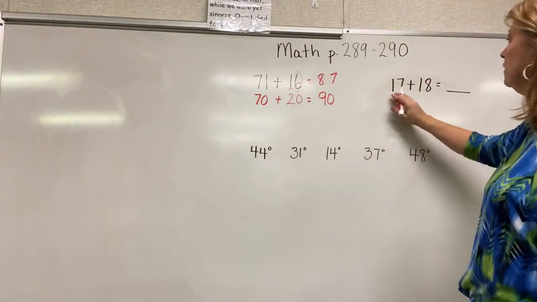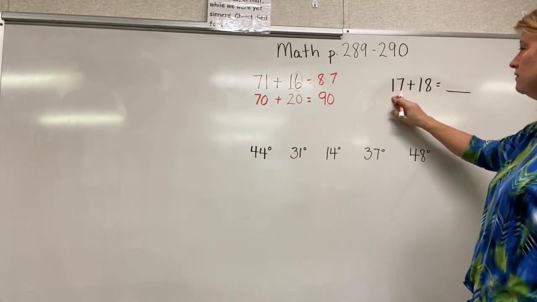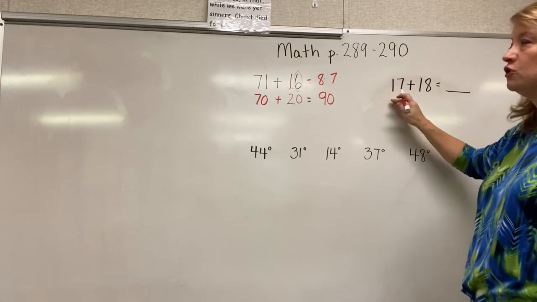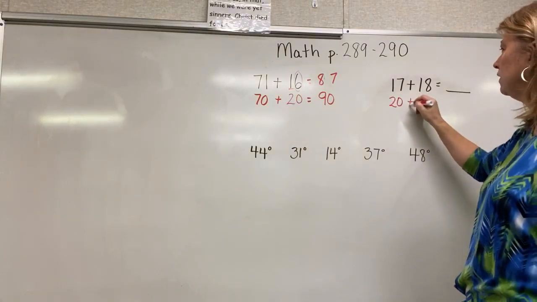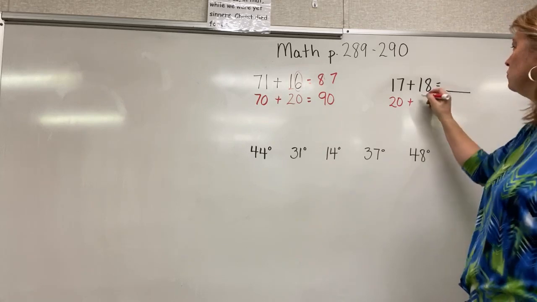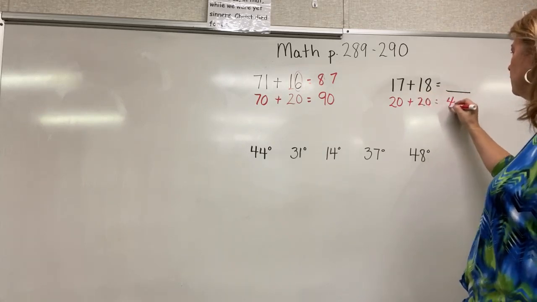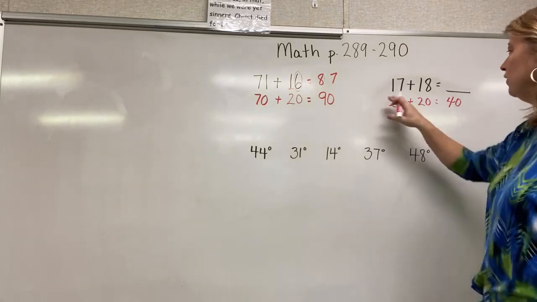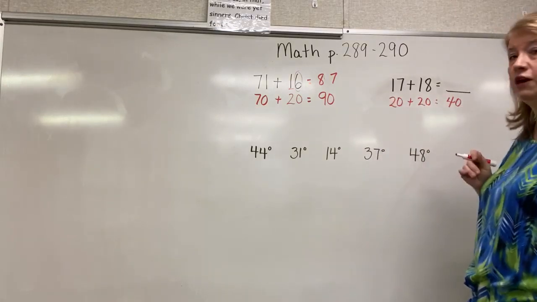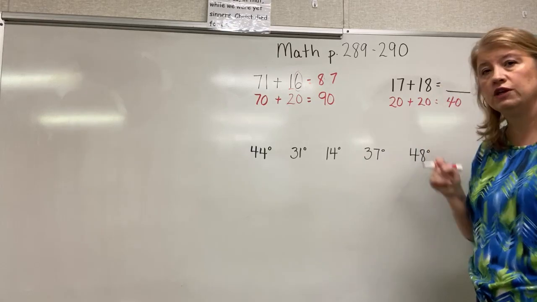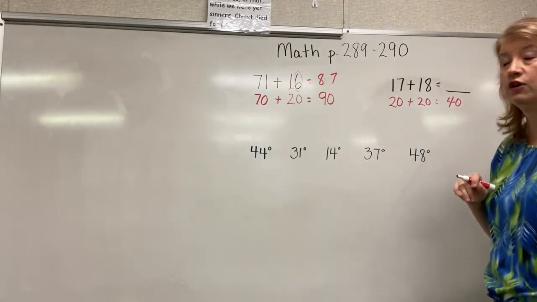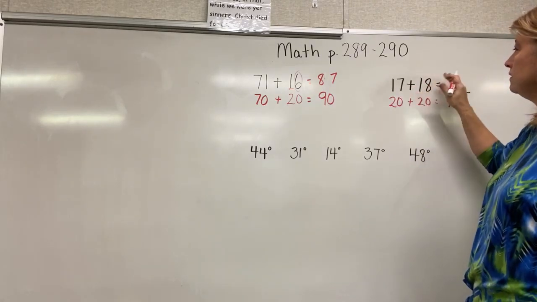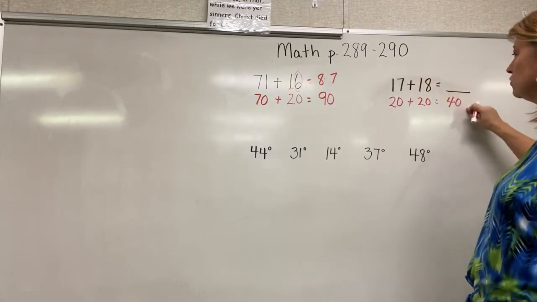Let's look at another one. 17 plus 18. 17 would be rounded to what? 10 or 20? 20. Plus 18 would be rounded to what? 20. So the estimated sum of 17 plus 18 is 40. Now, if you don't have to do this on the paper, that's fine. If you can do it in your brain, wonderful. If you can't, write it below, that's fine. 17 plus 18. Now we're going to check it and make sure that we did it right.